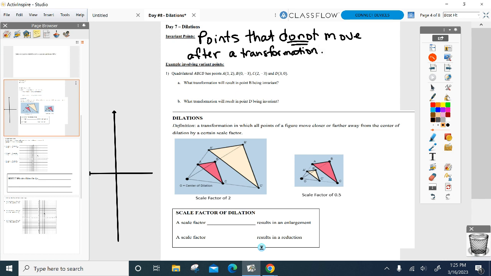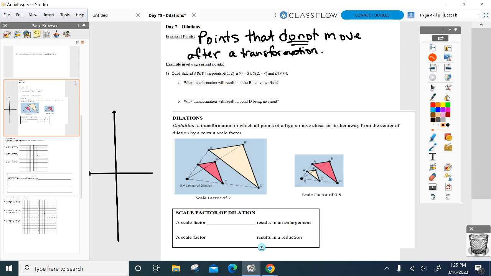All right, so points that do not move after a transformation. So A and A prime, same exact point. Same exact point. Let's see this in action now. I'm giving you quadrilateral A, B, C, D. There's no need to graph this. You see points A, B, C, and D.